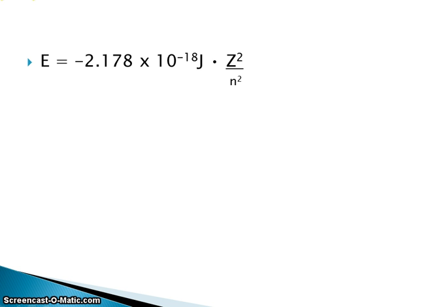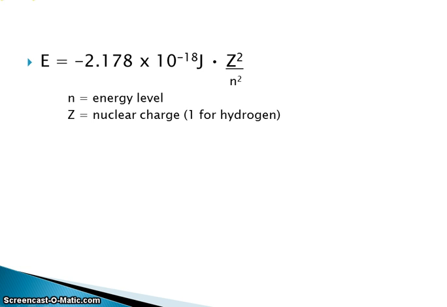When we calculate the energy of an electron, our equation is going to be E equals negative 2.178 times 10 to the minus 18 joules, that's a constant, times Z squared over n squared, where n equals the energy level that the electron is in, and Z equals the nuclear charge for the particular atom. And we talk about this for a hydrogen atom, so our Z value will always be 1.